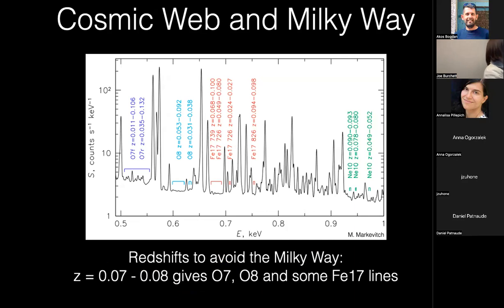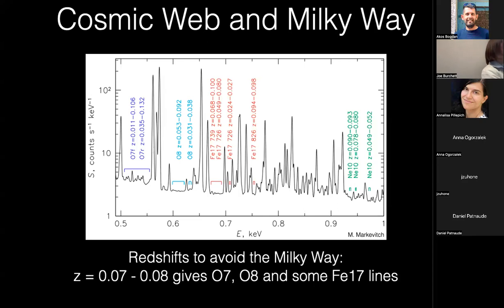We do see that there are a lot of prominent lines, also oxygen 7, 8, iron 17, and others. In order to overcome this problem, we need to select our filament observation-specific redshifts to make sure that the oxygen and iron lines from the WIM are falling in between these very prominent lines.